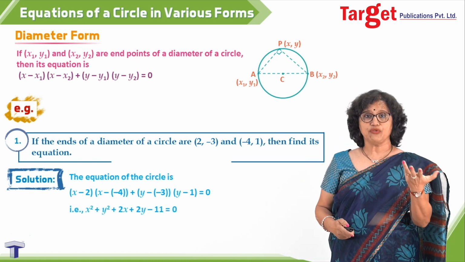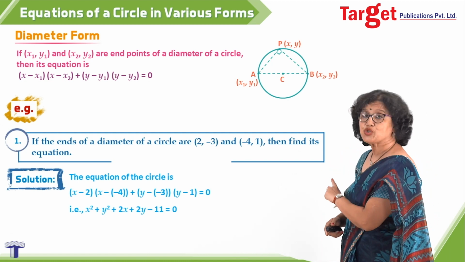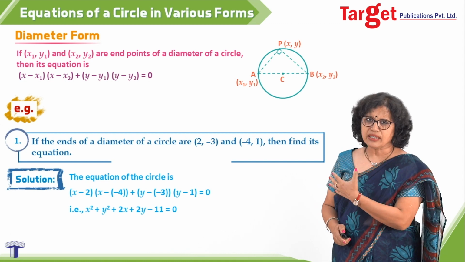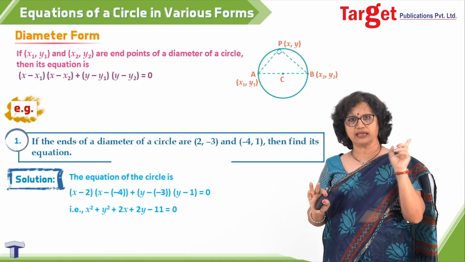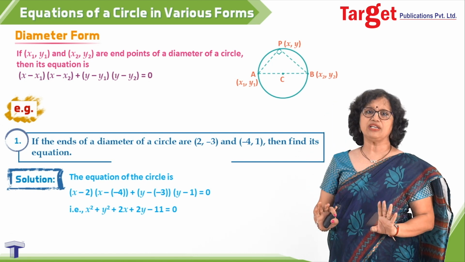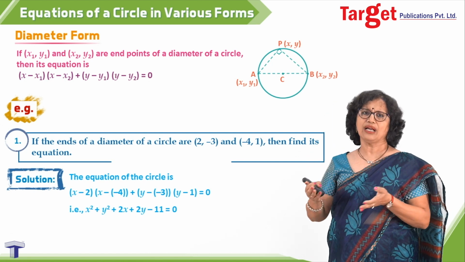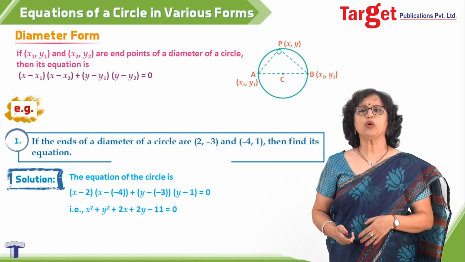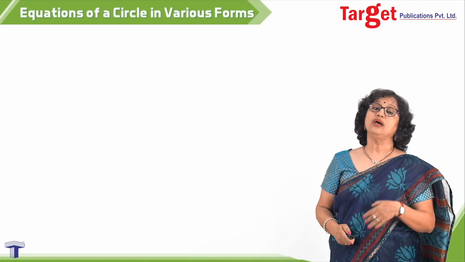On simplification, what do you get? x² + y² + 2x + 2y - 11 = 0. Now I have written the equation in the standard form, x² + y² + 2gx etc. From the examination point of view, obviously, looking at the options you will decide which form you should finally write. Okay. Now proceed from here and go to the next one.